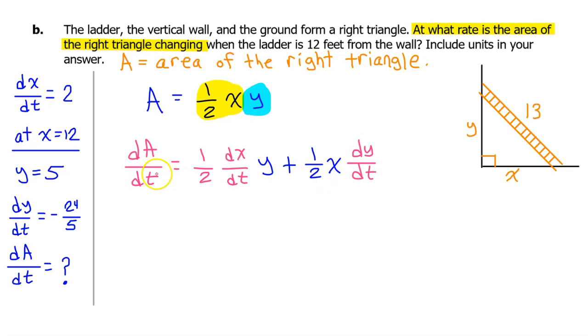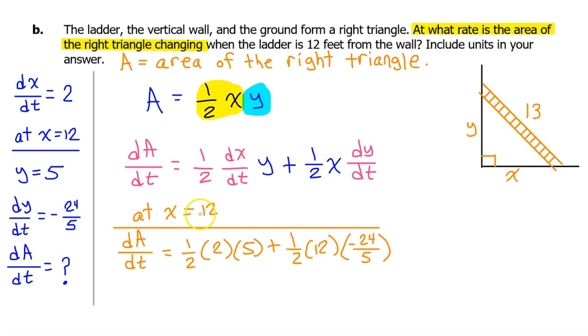We need to find the value of this when x is equal to 12. So we are about to plug in x equals 12 and some other things, but some of these things are only true when x is equal to 12. So you can't just plug them in. You have to first say at x equals 12. Then you can go ahead and plug in all the stuff.